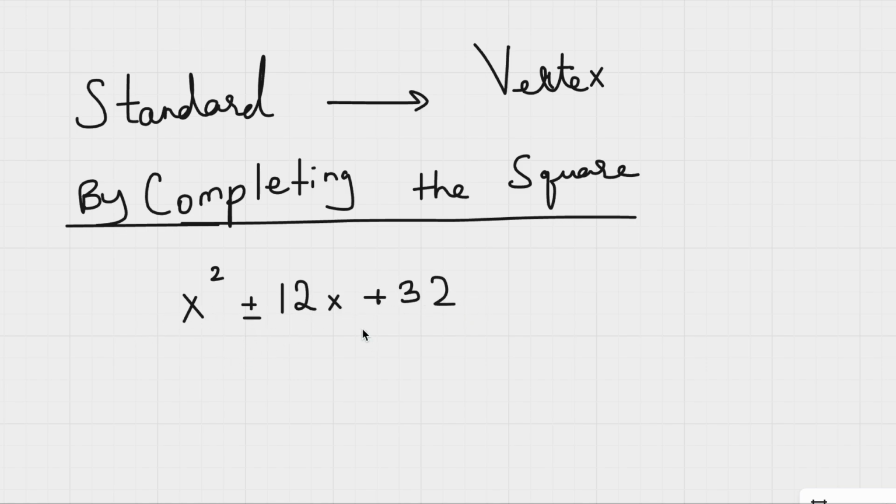You can have plus or minus here. In our case, let's have plus 12x plus 32. The a value, which is the number in front of the x squared, is an invisible 1. Your b value is 12, and your c value is 32.